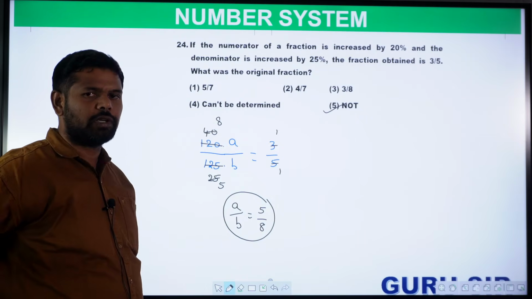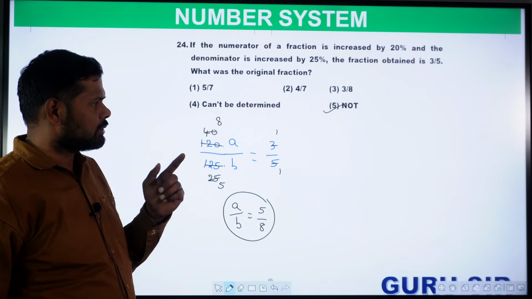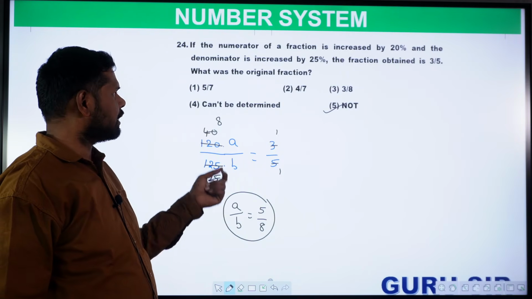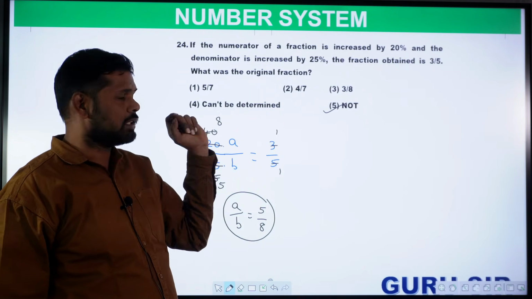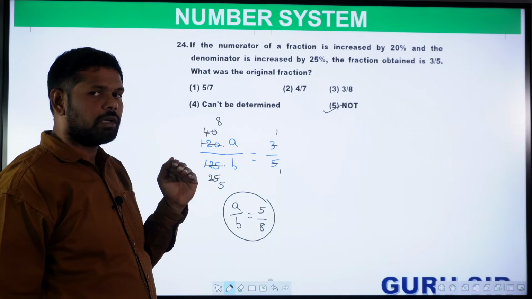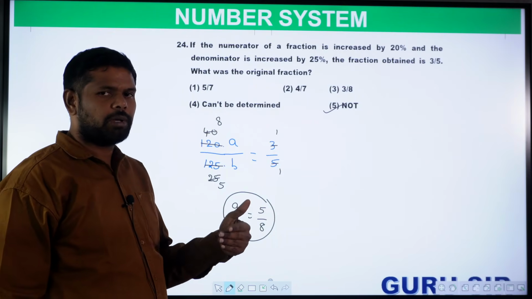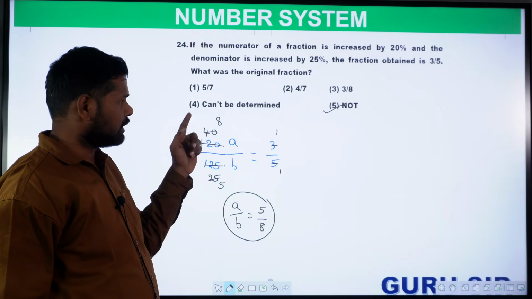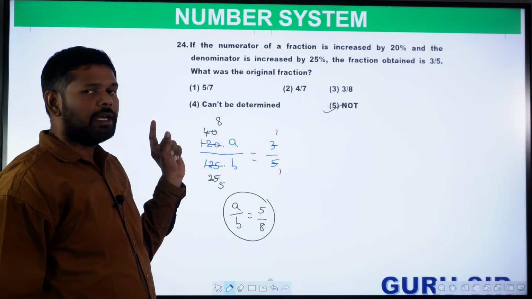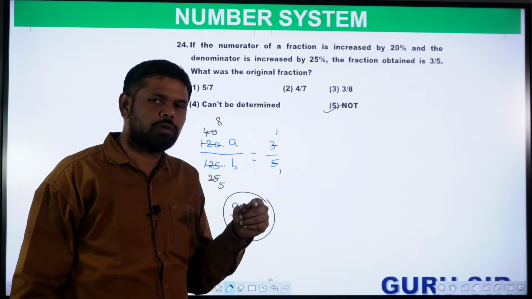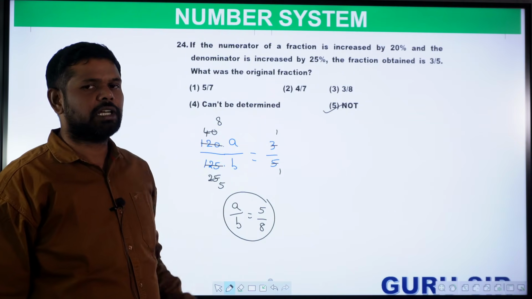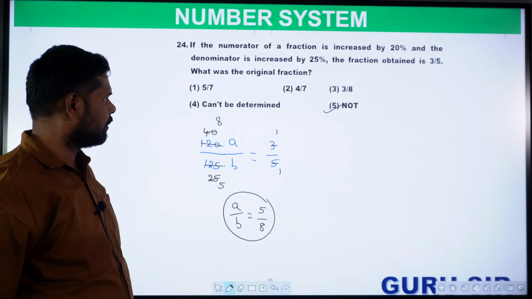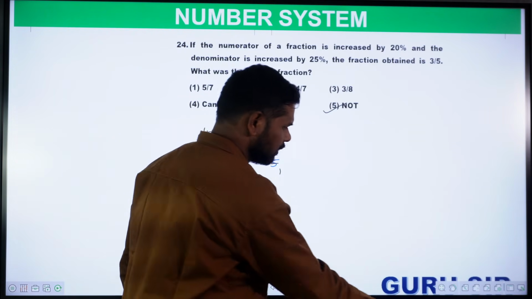None of these means we have the answer, but that is not present in the options. Then we choose none of these. Can't be determined means we are getting more than one answer. So many possibilities are there. In that case we can't determine which one is correct, so we choose can't be determined. Data inadequate means it is not possible to solve with whatever data is given in the question. So three different options are there. What is that fraction? 5 by 8, but it is not there in the options. That's why none of these.